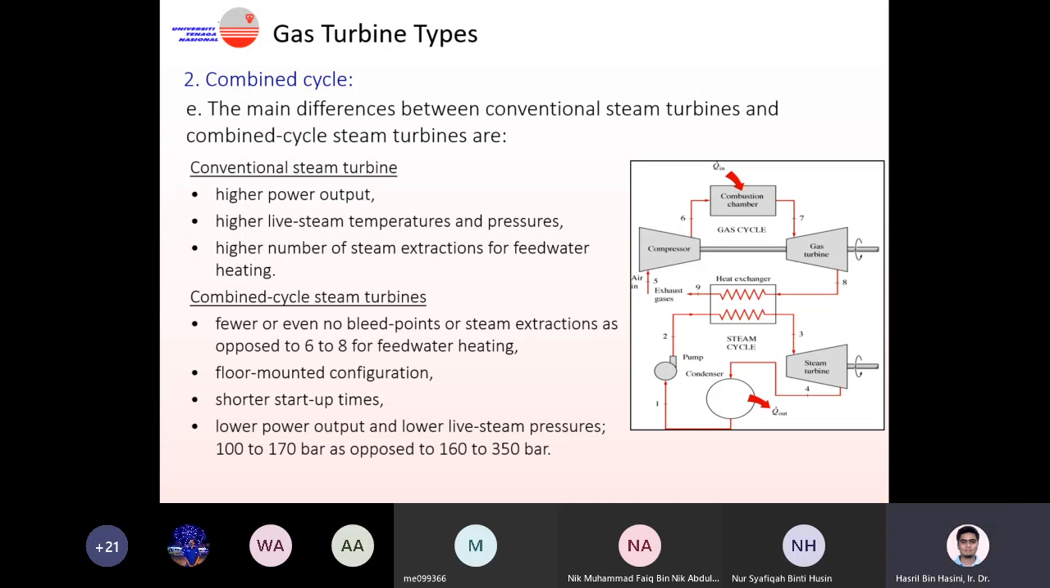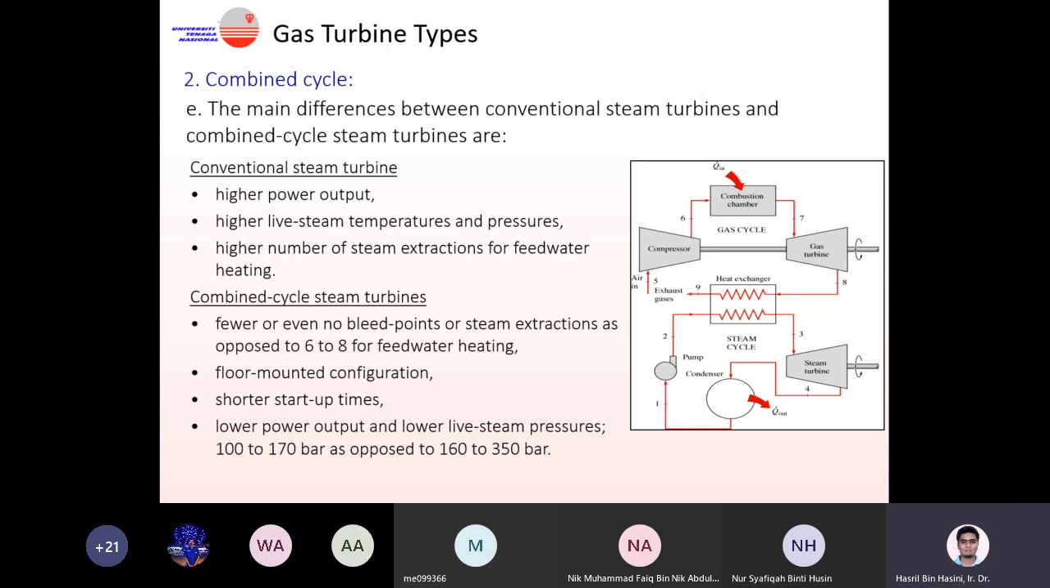On the other hand, for the combined cycle steam turbine, usually it has no bleed point. Bleed point means you don't tap the steam to be channeled into your regenerative system or into your feed water heater. It is fewer or even no bleed point for steam extraction if you are referring to the steam turbine that we use in our combined cycle power plant.